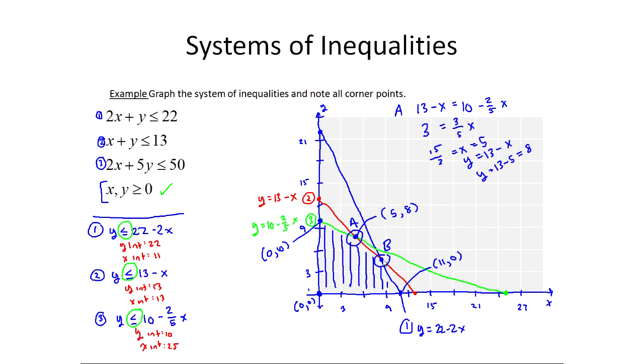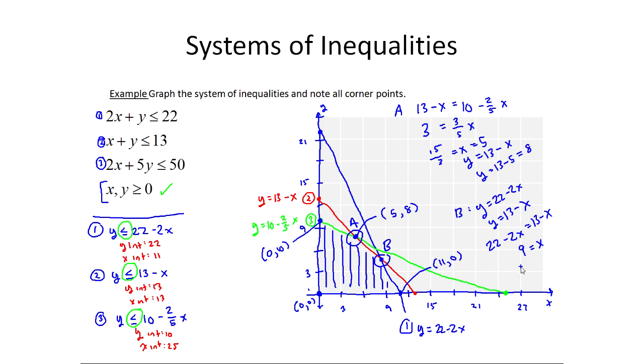Now in B, the way you would find B algebraically, you would say, okay, what is B? B is the intersection of the blue line, y equals 22 minus 2x, and the red line, y equals 13 minus x. Set them equal to each other, and you'll end up with an equation that tells you, so I'm adding the 2x over here, I get x equals, I'm subtracting 13 from 22, and I get 9.